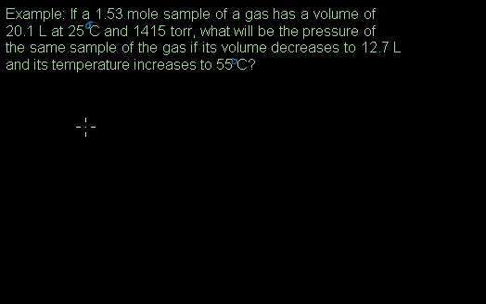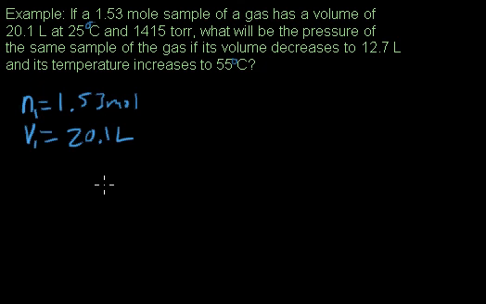So using the GUESS method, we're going to write down what's being given to us, and we have a lot of things going on in this problem, so a lot to write down. So let's start off with 1.53 moles. So I'm going to write that down. N is equal to 1.53 moles. And since things are changing in this problem, I'm going to write N1 because that's our initial number of moles. Then I go to my next given, which is 20.1 liters. Again, since things are changing, I'm going to write V1, and that's 20.1 liters.